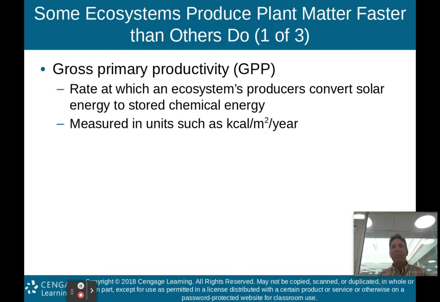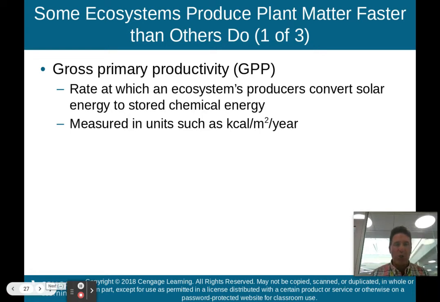So some ecosystems produce plant matter faster than others do. We need to talk about a couple of terms here. First is called the GPP. This is your gross primary productivity. And what is that? Well, it's the rate at which an ecosystem's producers, again, those autotrophs, convert solar energy to stored chemical energy. So it's basically the rate at which a plant or some kind of producer goes through photosynthesis and converts that solar energy into stored energy, usually measured in units such as kilocalories per meter squared per year, something like that. Okay, so again, that's your gross primary productivity.